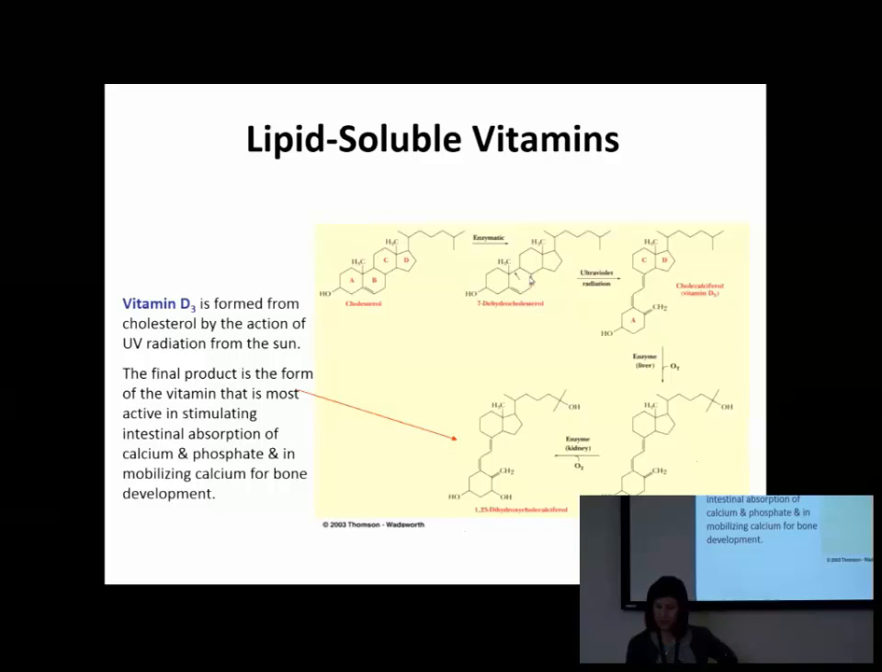I'm not going to ask you the mechanism. I'm just showing you right now. So here it's chopping this one, and it's opening up. This is vitamin D3. It's vitamin D3 that is our active vitamin D.